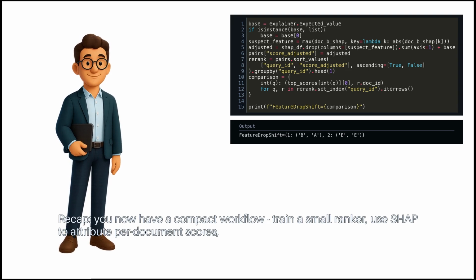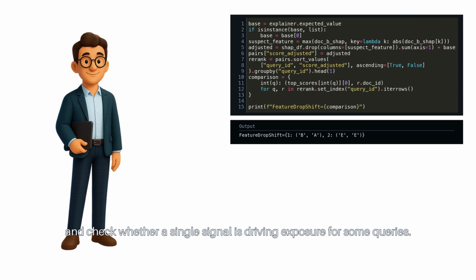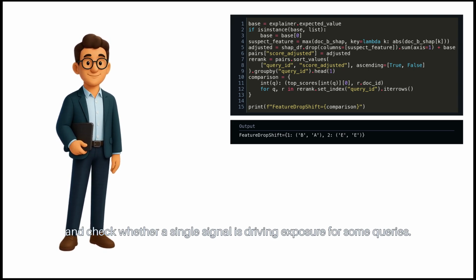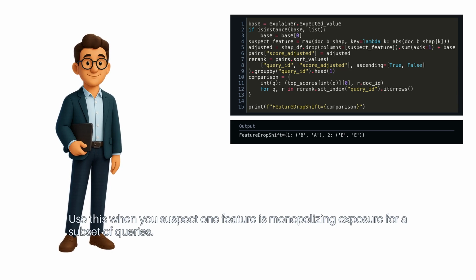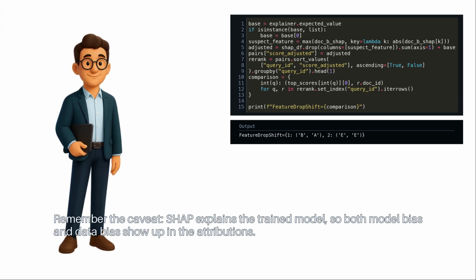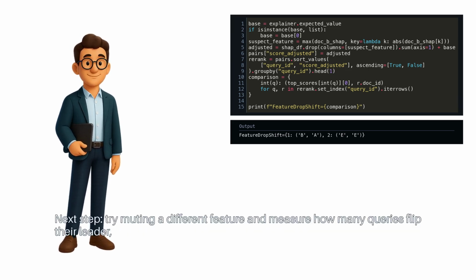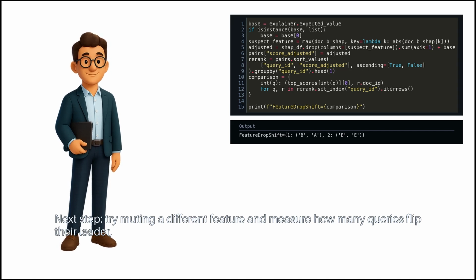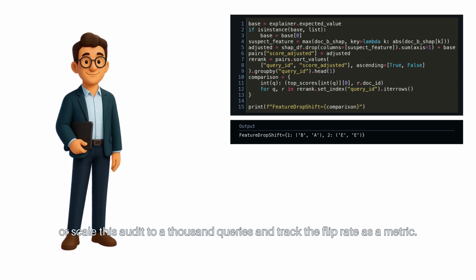Recap: you now have a compact workflow. Train a small ranker, use SHAP to attribute per document scores, and check whether a single signal is driving exposure for some queries. Use this when you suspect one feature is monopolizing exposure for a subset of queries. Remember the caveat. SHAP explains the trained model, so both model bias and data bias show up in the attributions. Next step, try muting a different feature and measure how many queries flip their leader. Or scale this audit to 1,000 queries and track the flip rate as a metric.